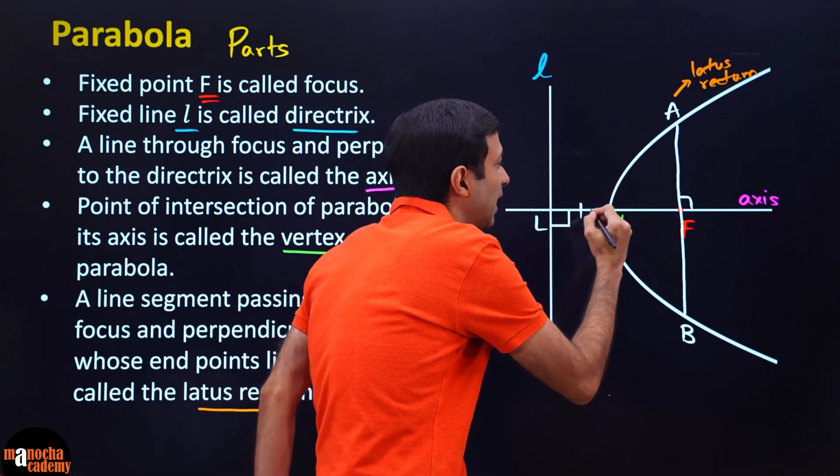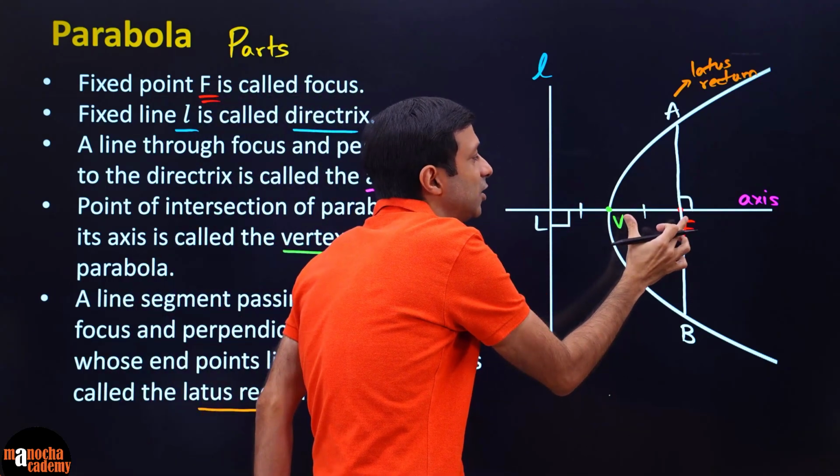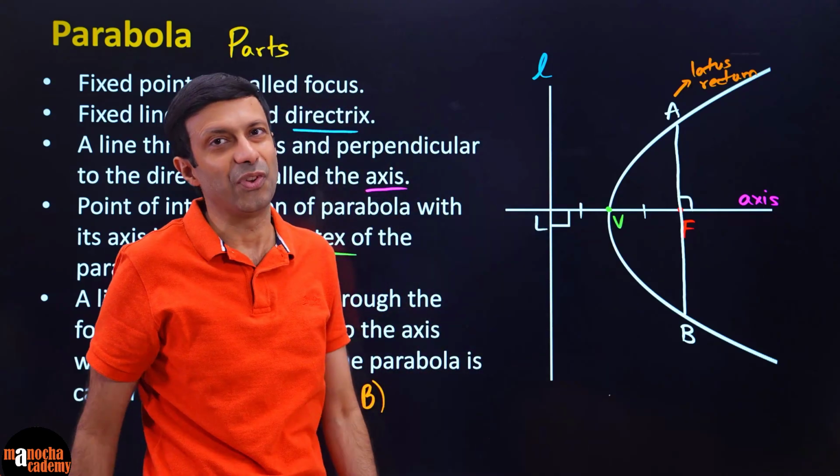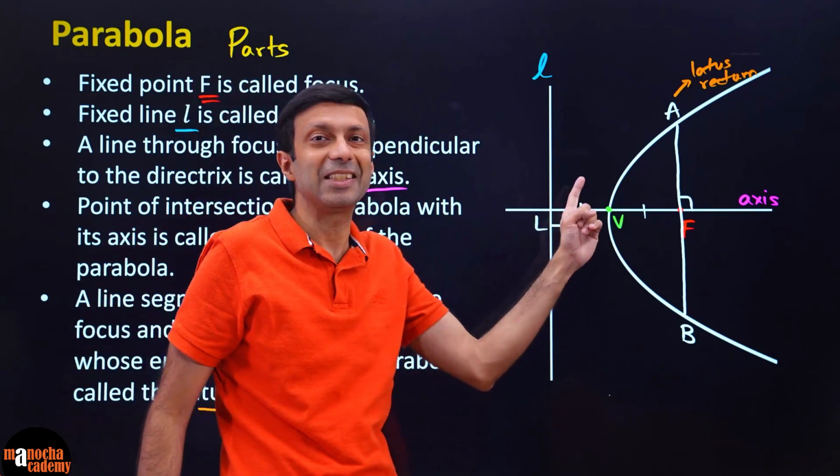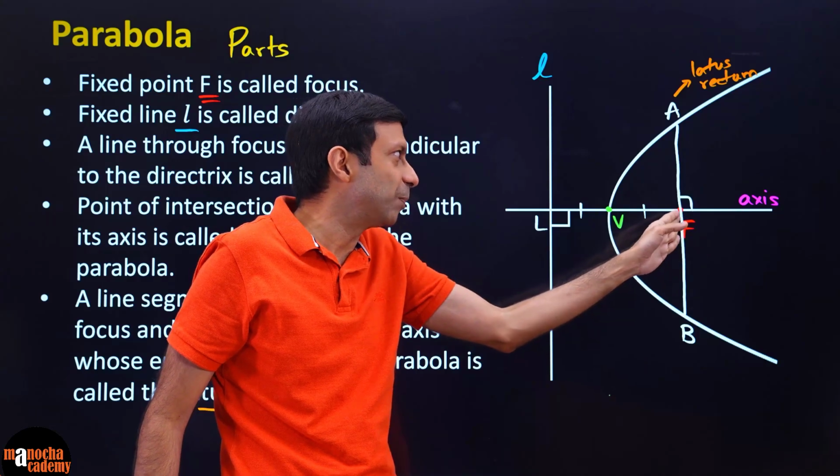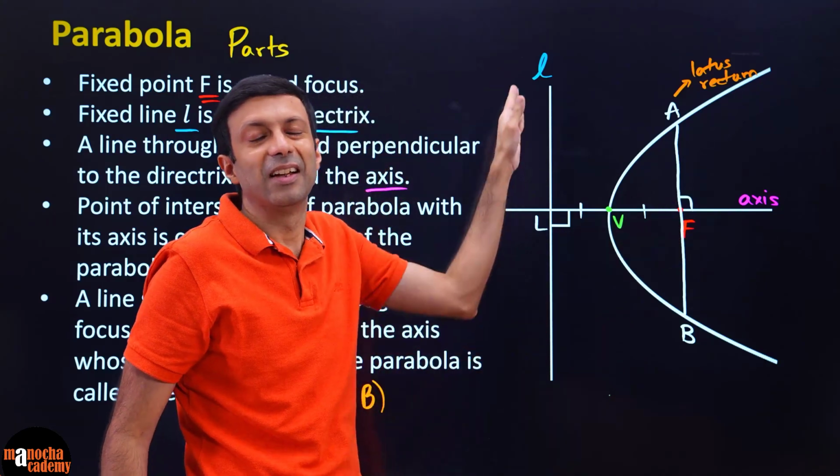So V is exactly in the center. That means this distance VF is the same as VL here. So remember, the vertex lies at the midpoint between the focus and the directrix.